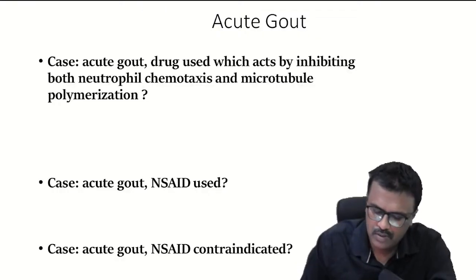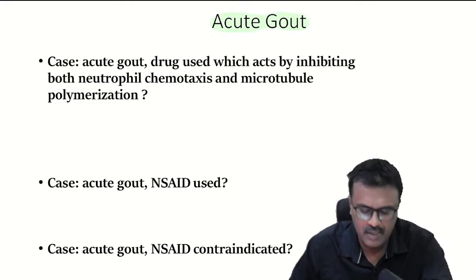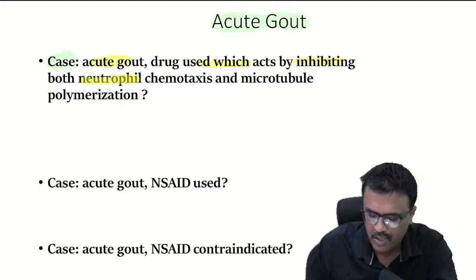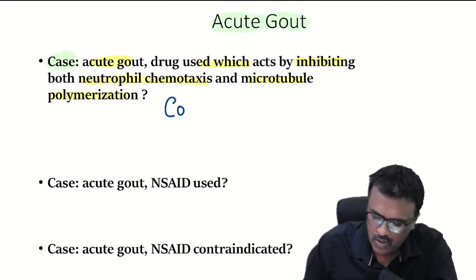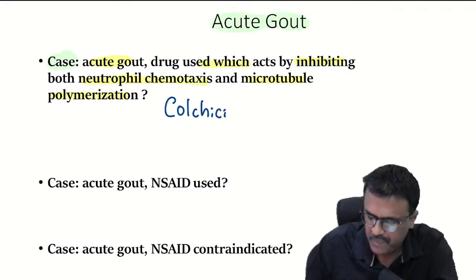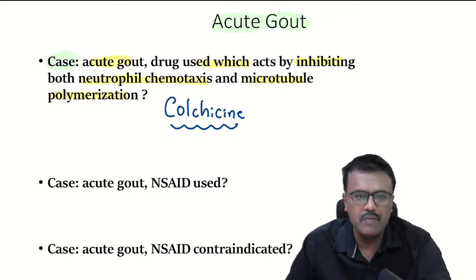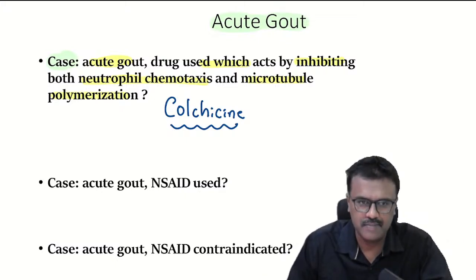Moving on to gout. Gout is a small topic, but questions keep on coming. Easy to score. Let us take a case. Patient is having acute gout. Which drug acts by inhibiting neutrophil chemotaxis and microtubule polymerization? The drug name is colchicine. One of the problems with colchicine is diarrhea. Diarrhea is dose dependent, because if I increase the dose of colchicine, diarrhea also increases.